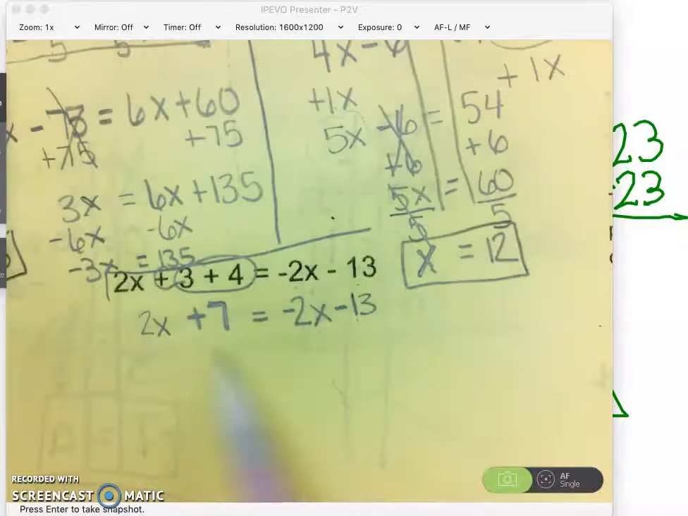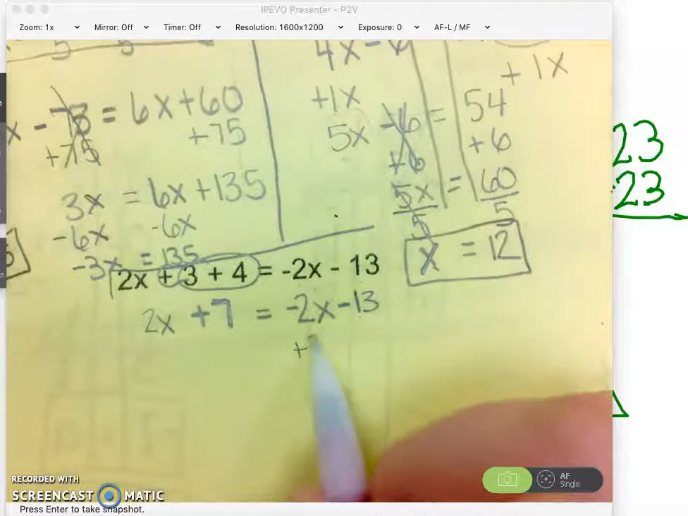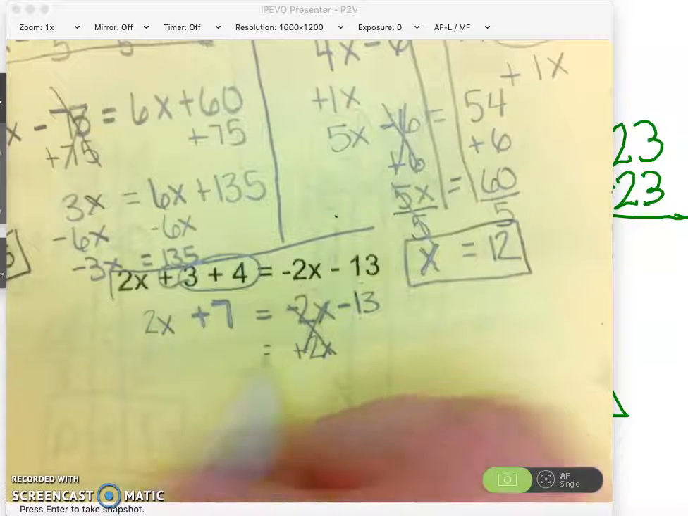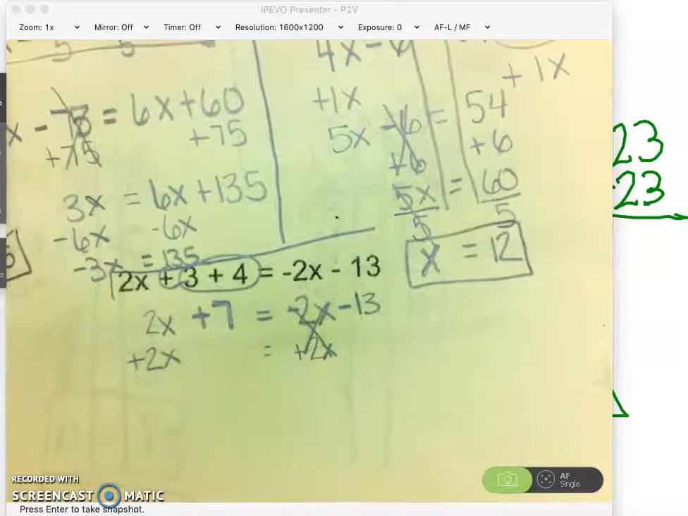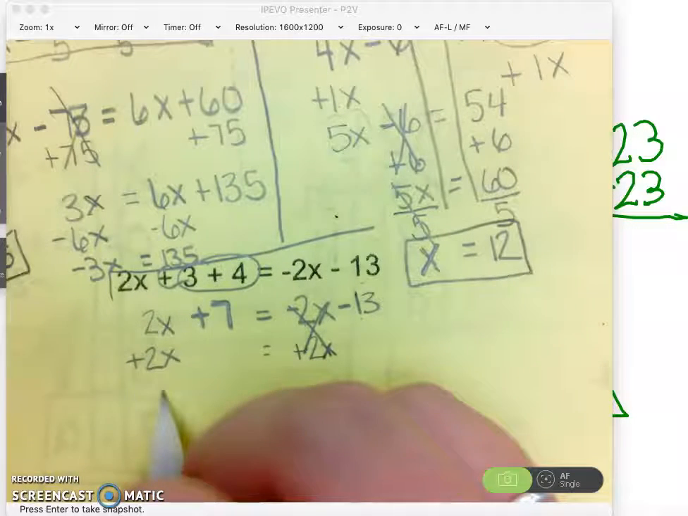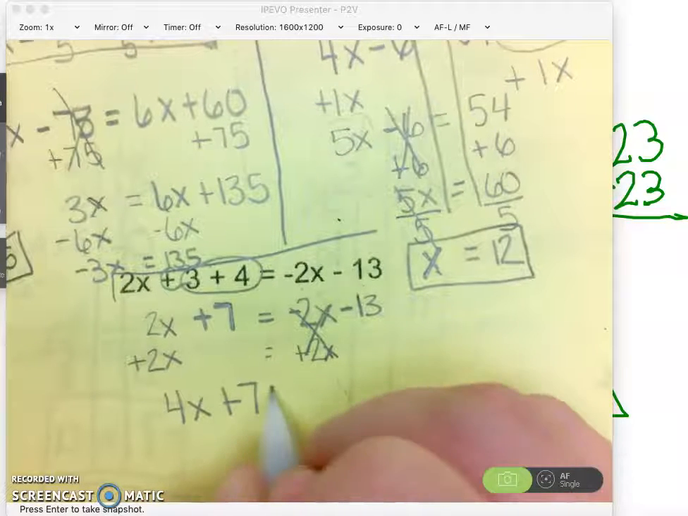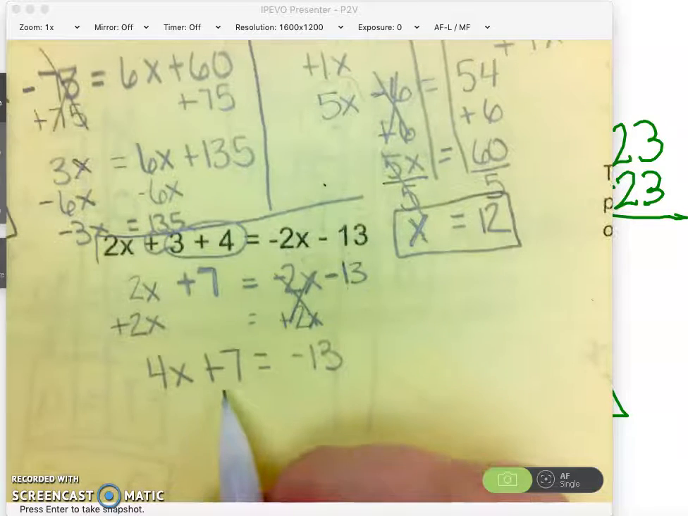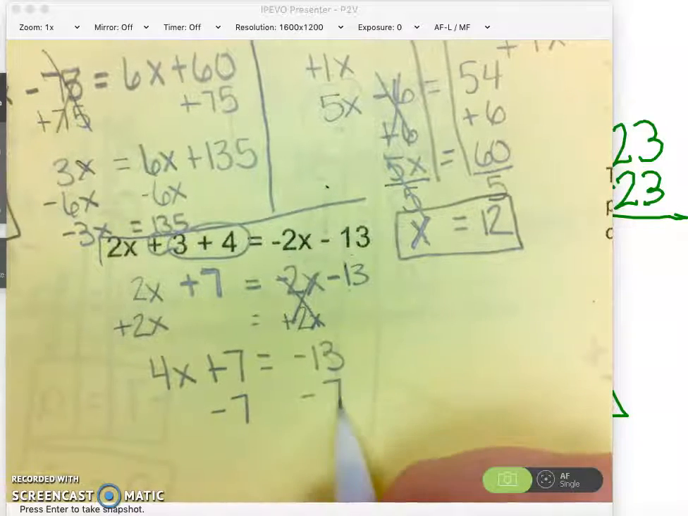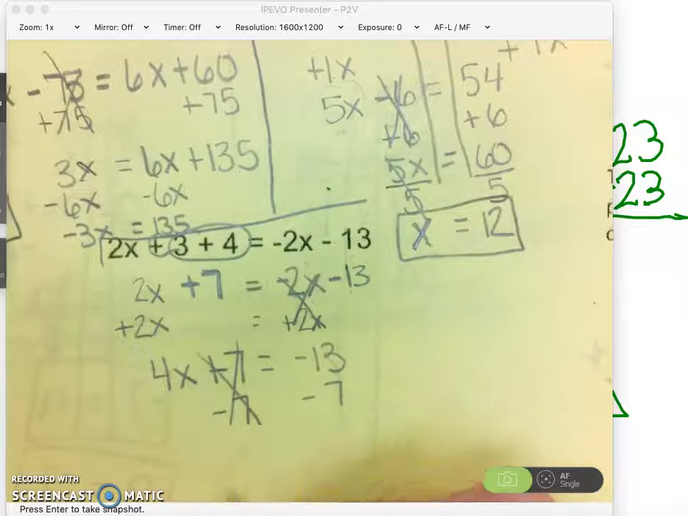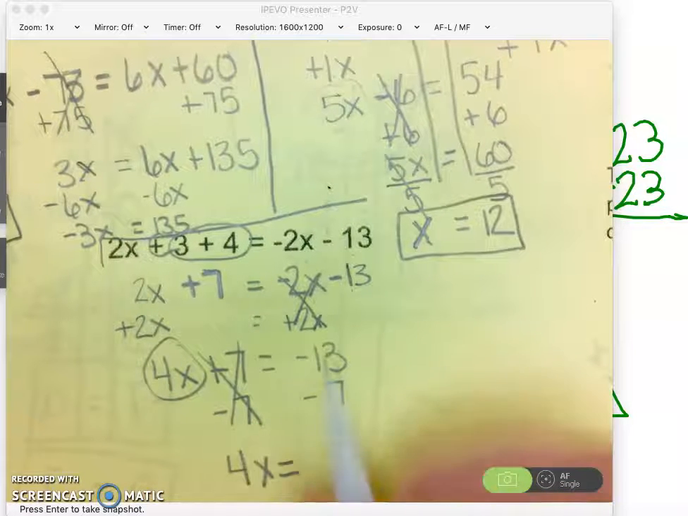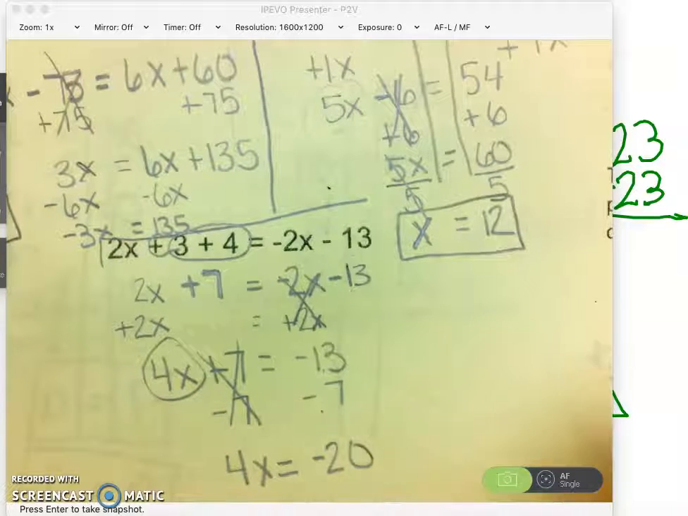So next I want to add 2x to this side to get rid of this negative 2x. So that will go away, but I have to do it to this side. 2x plus 2x is 4x plus 7 equals a negative 13. And then I want to get rid of that plus 7 by subtracting 7 on both sides. This will go away. I have 4x left over here equals, and negative 13 minus 7 is a negative 20.